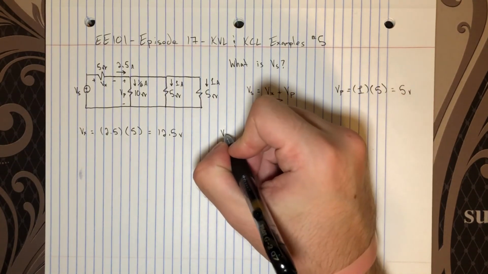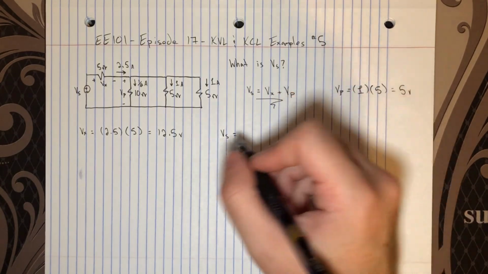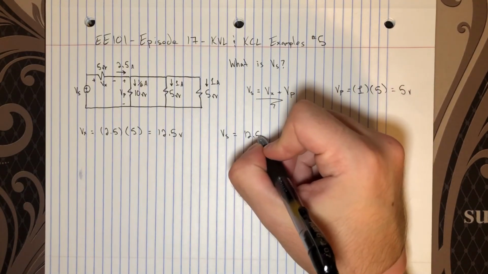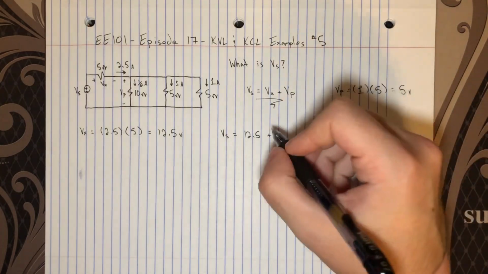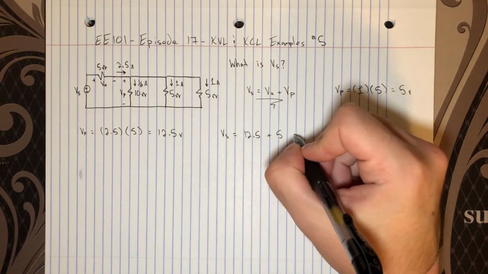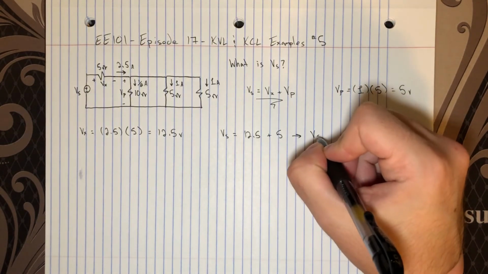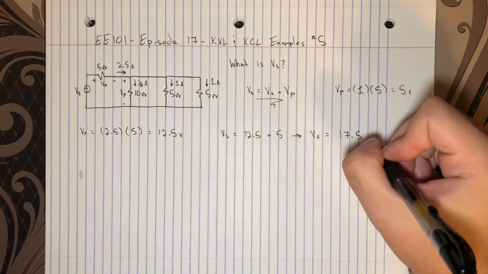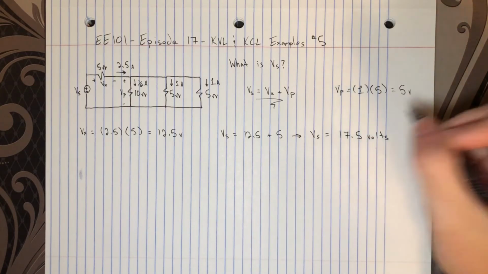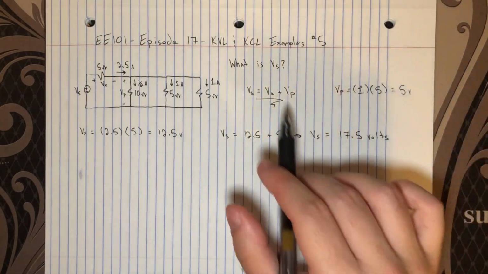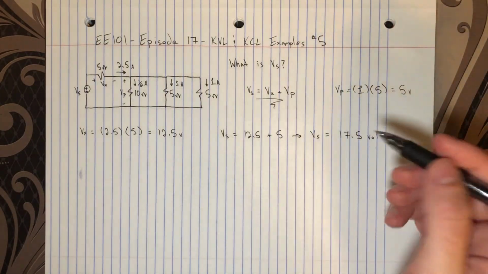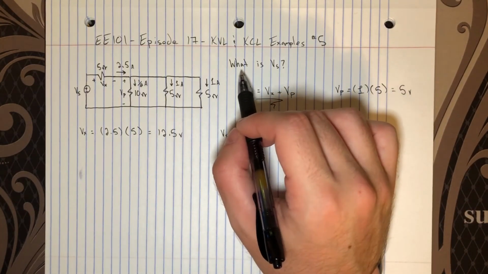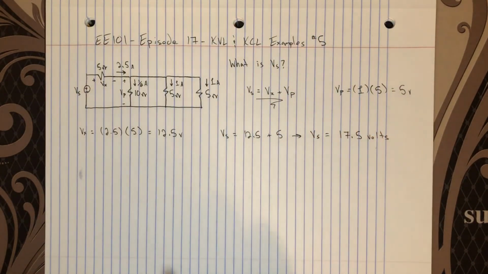And now we essentially have our answer, and we can return to our original KVL expression and write out that Vs equals 12.5 plus Vp, which is 5, and therefore Vs equals 17.5 volts. And excellent, we've solved the problem. We've done it. That is the voltage Vs of the source.